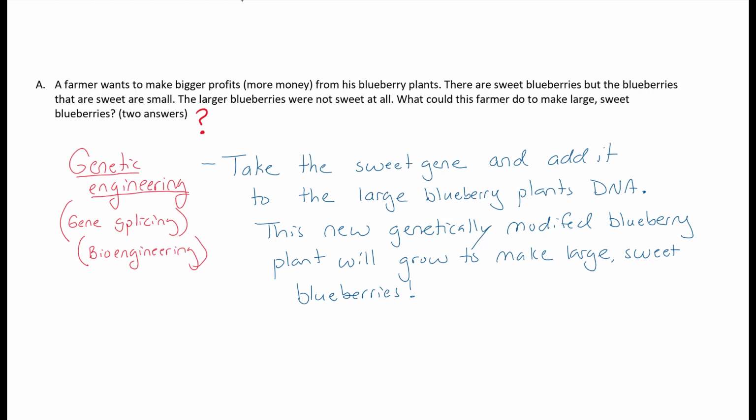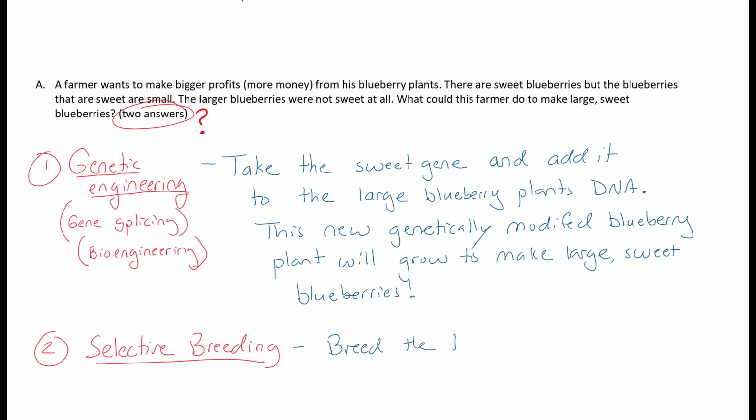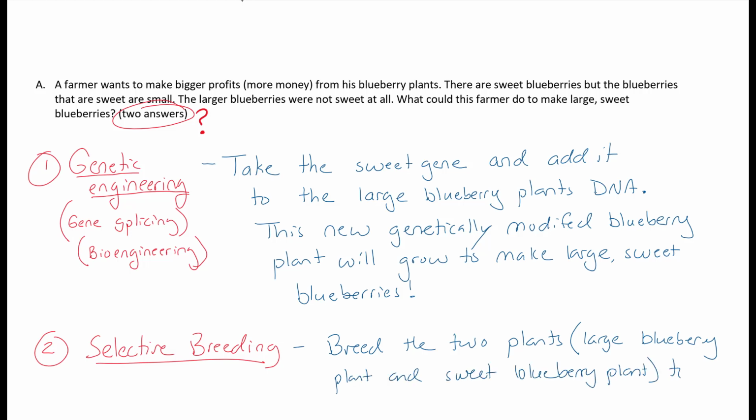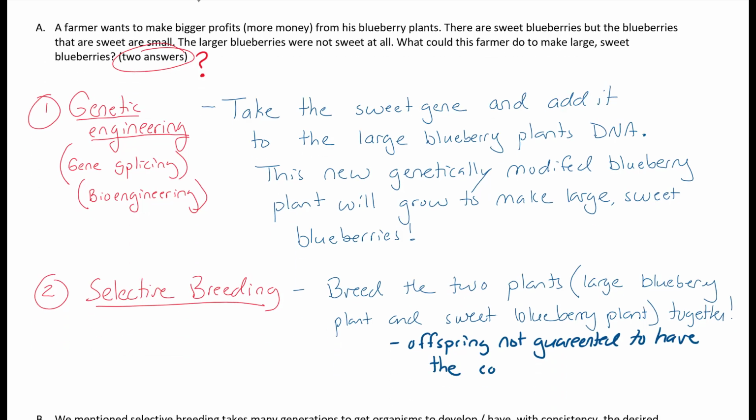But there's a second way you could achieve this. You could selectively breed these plants. Take the large, unsweet blueberry plant and pollinate it with the small, sweet blueberry plant. And the babies you get will be large and sweet. Not guaranteed, you'll still get some variation, but if you do get the correct combination, the correct hybrid, you just do inbreeding. Take all the plants that have the combination you want and you mate them together. But again, it's not guaranteed because sexual reproduction does lead to variation.